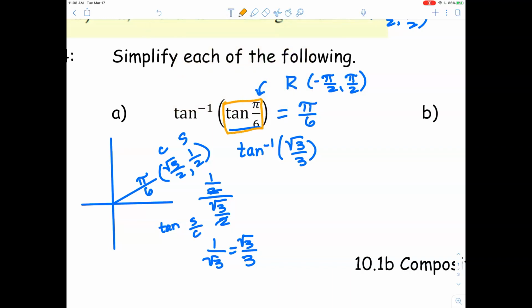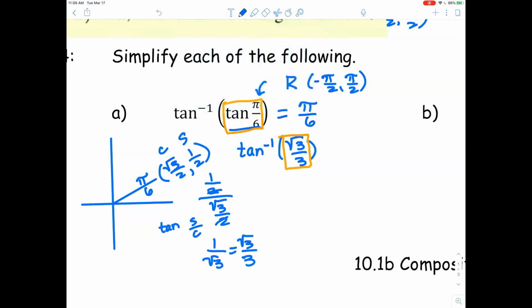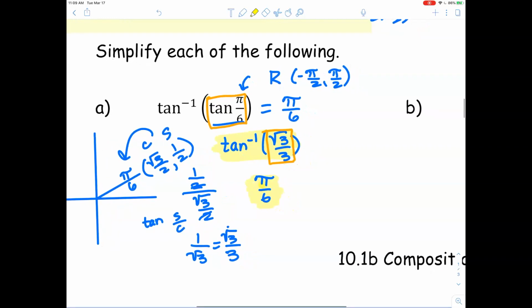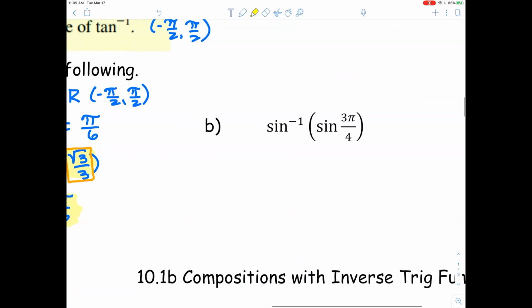And what I just did there was I worked on my inside value and replaced tangent of pi over 6 with its value. And now I'm going to solve that. The tangent inverse of the square root of 3 over 3, which we just found right here, is pi over 6. And so you can see that that shortcut holds true, and that is because pi over 6 was in the range of the tangent inverse function.